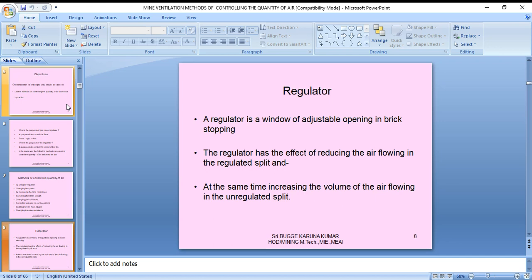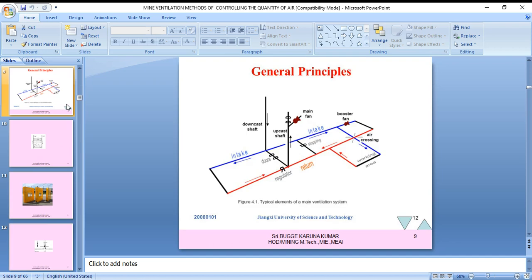The regulator has the effect of reducing the airflow in a regulated split, while at the same time increasing the volume of air flowing in the unregulated split. So these are the important points as far as the regulator is concerned.